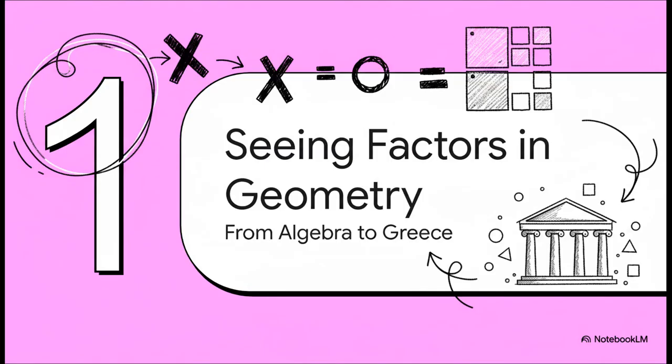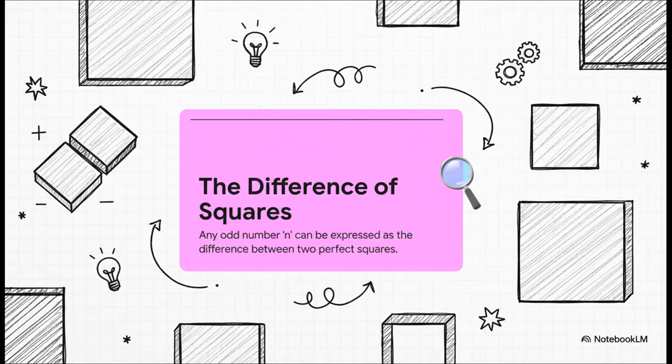So let's dive in. We're going to start by connecting a really simple algebraic identity to this powerful geometric idea, one that was fundamental to how Greek mathematicians actually visualized multiplication, and its opposite, factoring. Okay, everything hinges on this one beautiful formula, the difference of squares. It basically says that any odd number, we'll call it n, can be written as x squared minus y squared. And if you remember your algebra, you know that that expression always factors out to x minus y times x plus y. So all of a sudden, the problem of factoring n isn't about division anymore. It's a hunt for two perfect squares.